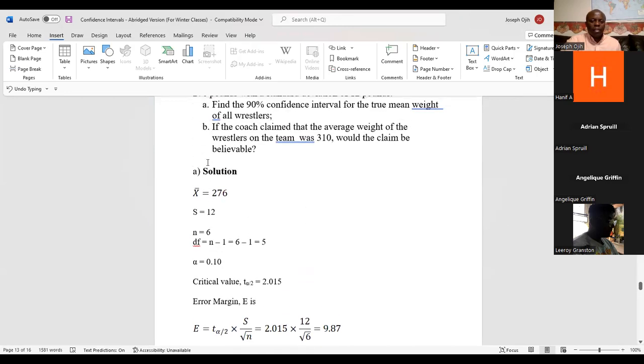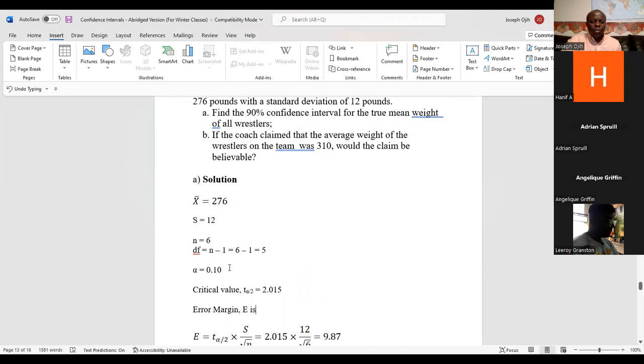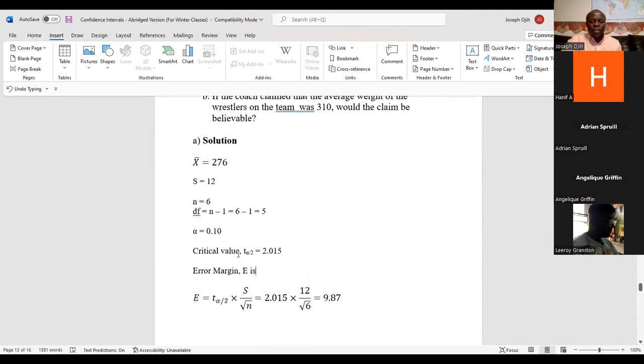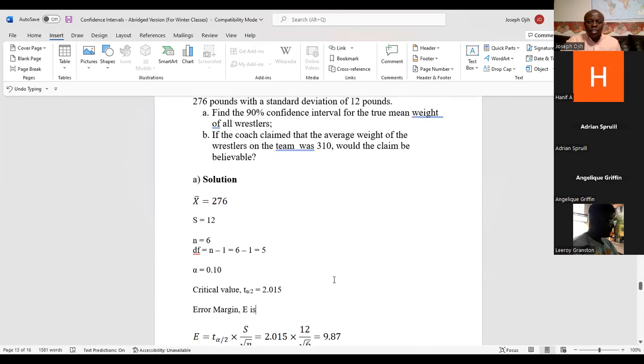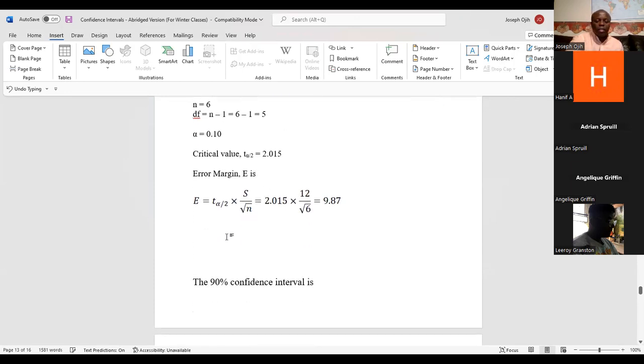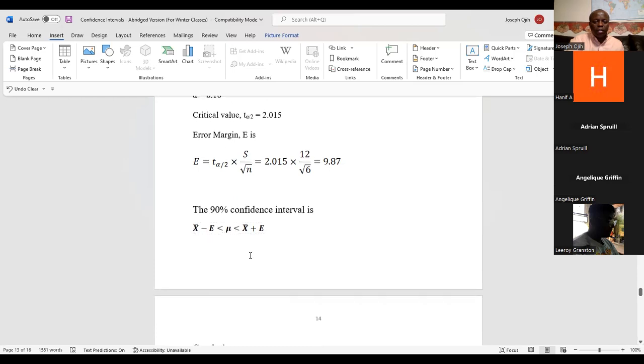So remember, we started by writing down the values we are given in the equation. Then we found our critical value of 2.015 from the table. Now we have found our error. So the final stage is to get the confidence interval. We can now say that the 95% confidence interval is X bar, the sample mean, minus error, less than the mean, less than X bar plus error. See, that's how we get it.